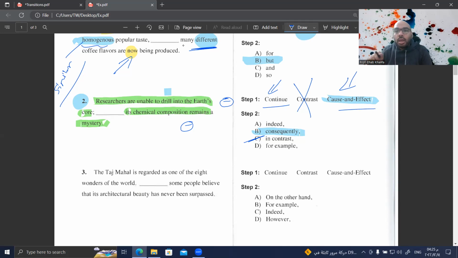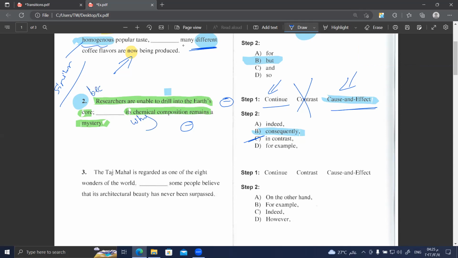Cause and effect. I apply why because. If why because works, I choose cause and effect. If why because doesn't work, I choose continue. That's it. I'll apply why here, and because there, and if it works, I choose cause and effect. Because the cause and effect, guys, is about why because.